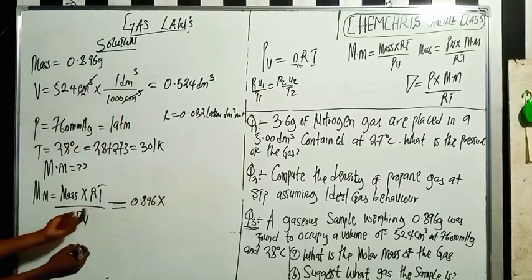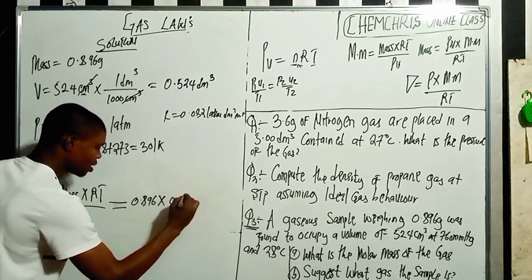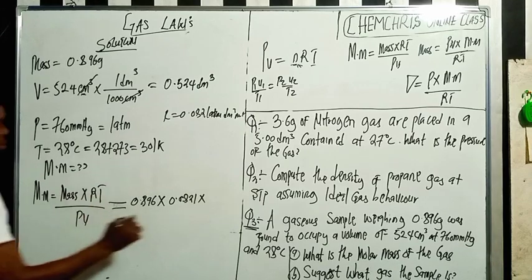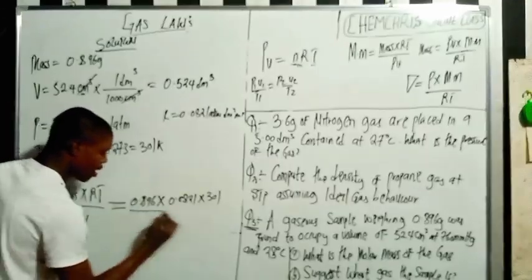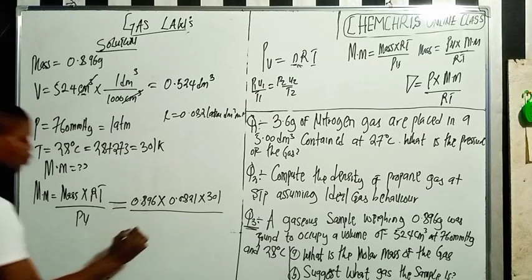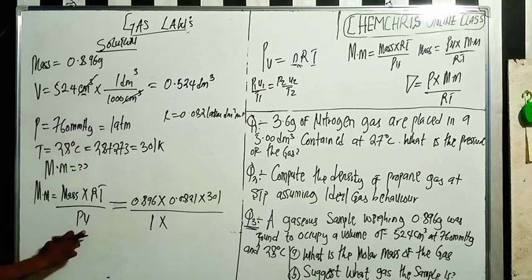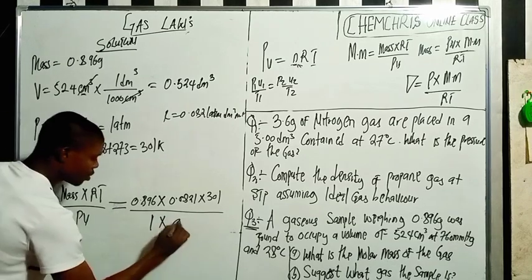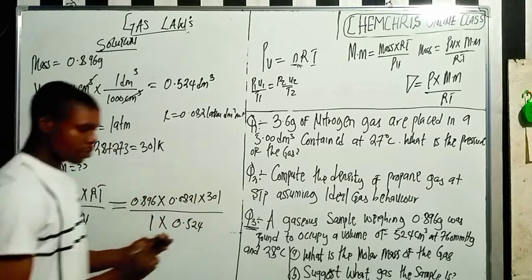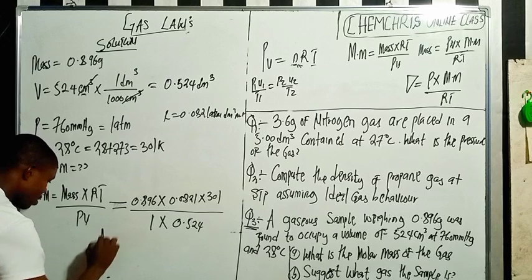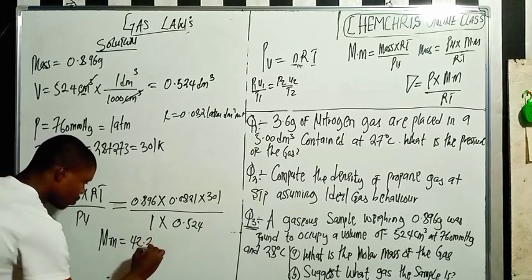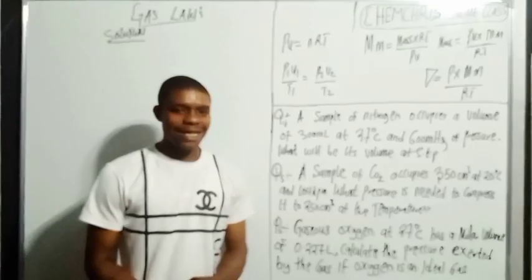So we know that one here. So we get 0.0821 times T. My T is 301, over my P. My P is 1, times my V, which is 0.524. Just that. So the molar mass goes to 42.25.